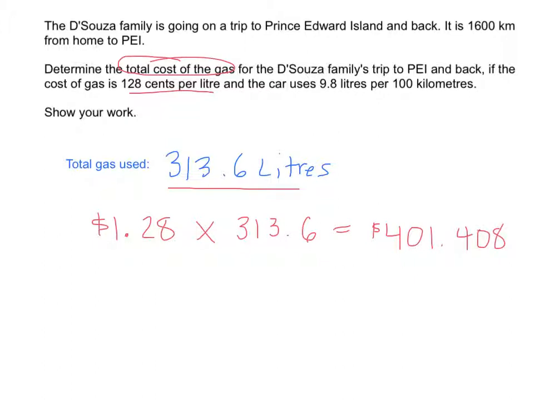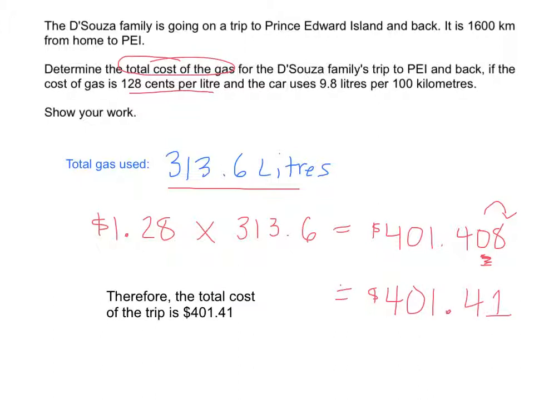$401.408. But when working with money, we don't round it to 3 decimal places, we round it to 2 decimal places. We need to round this to the nearest penny. Well, if we look at the number next to this, it's greater than 5. So what are we going to do? That's right, we need to round up. So the cost is approximately equal to $401.41. Therefore, we've just answered the question and found the total cost of the trip.